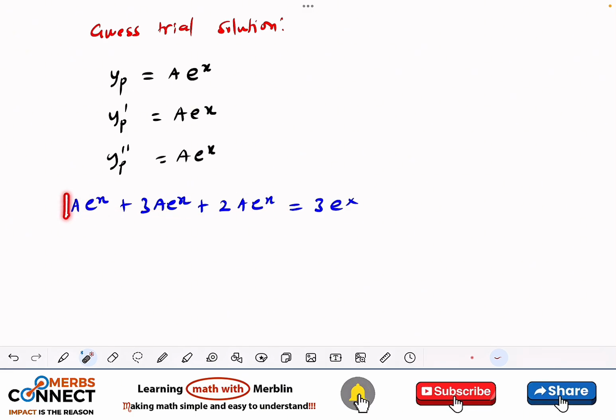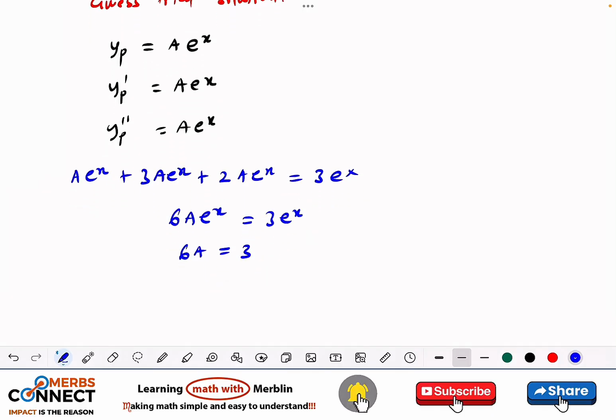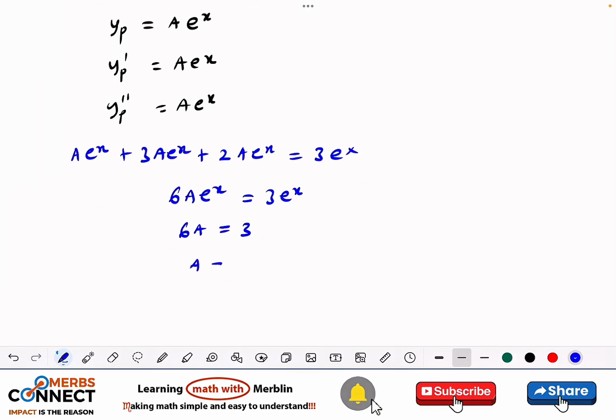We have 1A, 3A, and then 2A. So when I add the whole of this, I'm going to have 6A e to the power x, which is equal to 3e to the power x. If I compare this and this, the coefficient of e to the power x here is 3, and the coefficient of e to the power x here is 6a. So this gives me 6a is equal to 3. Then I divide through by 6, and I'm going to have 1 divided by 2 as my a.